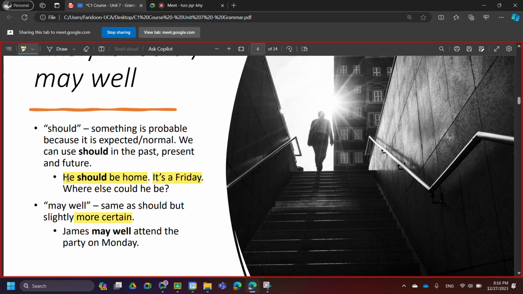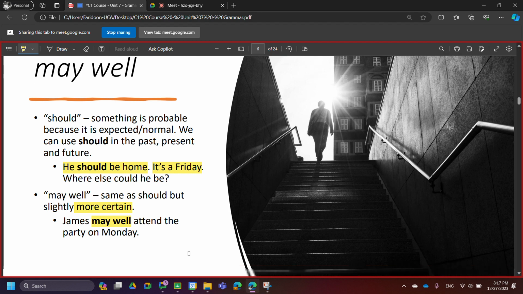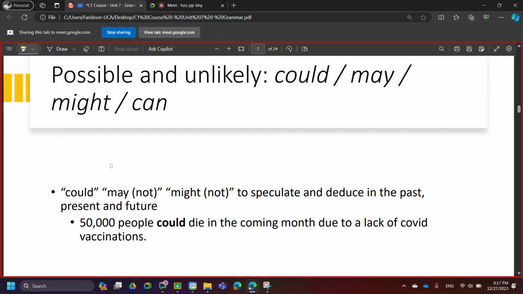So in case of saying he should be home, if you use may well, it will be the same meaning, but just a little more sure if you want to be. For example, he may well be home. Okay, example, James may well attend the party on Monday. Why? Maybe because his dad is there. Why? Because maybe he has a crush on someone there and he just wants to go there, right? So there are many, many more ways, but it just means it's a little more sure than your normal should. Okay, so continuing.